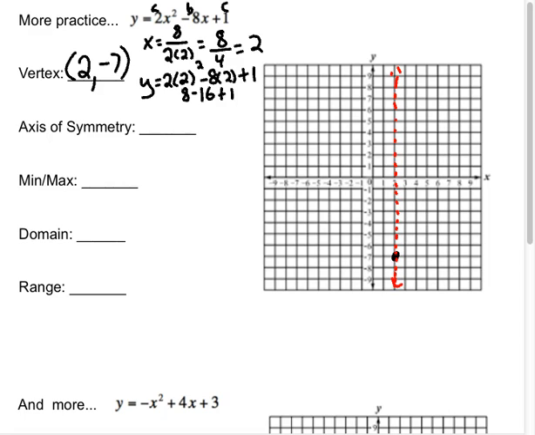Axis of symmetry is the vertical line that goes through that point. So x equals the x value of the vertex. And now I need to finish graphing this. Well, remember, the next point that we're interested in is the y-intercept. The y-intercept is always (0, whatever that c value is). So that's always the next thing that I want to plot. Find me the y-intercept. Even though it's not on the list of things, you still need to find it.